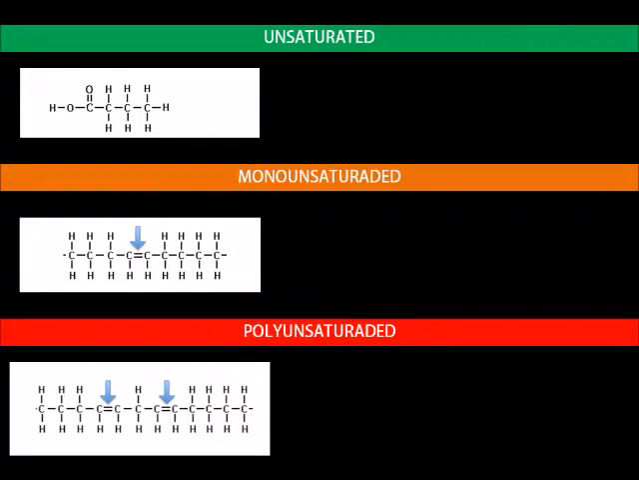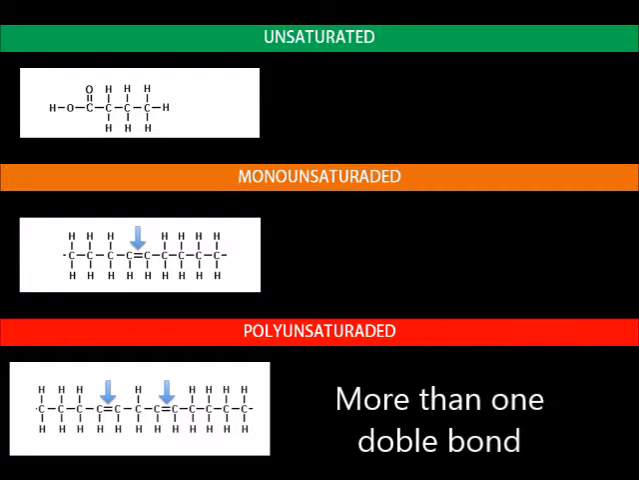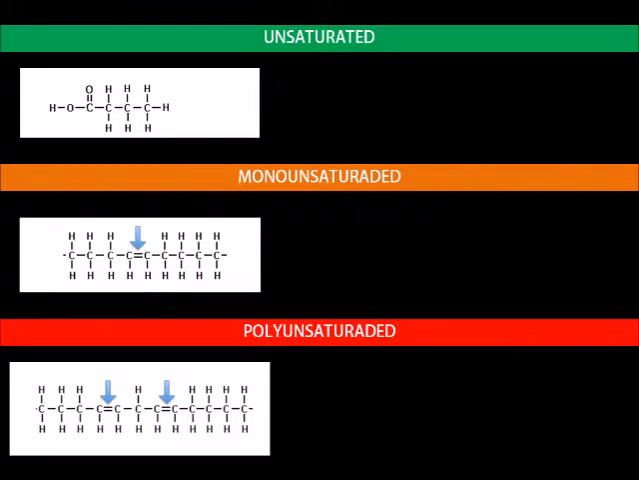Because the chain has fewer hydrogen atoms, it is said to be unsaturated. A fatty acid with one double bond is called monounsaturated because it has only one gap, and fatty acids having more than one gap are called polyunsaturated.